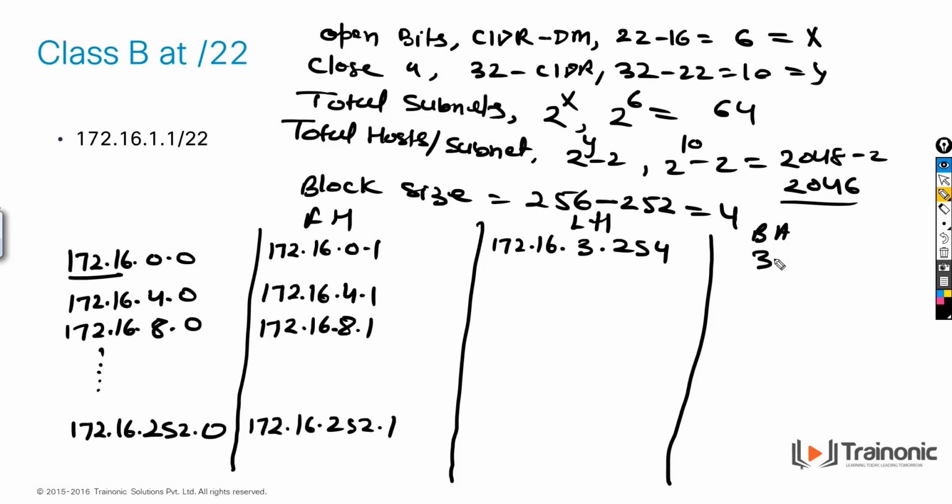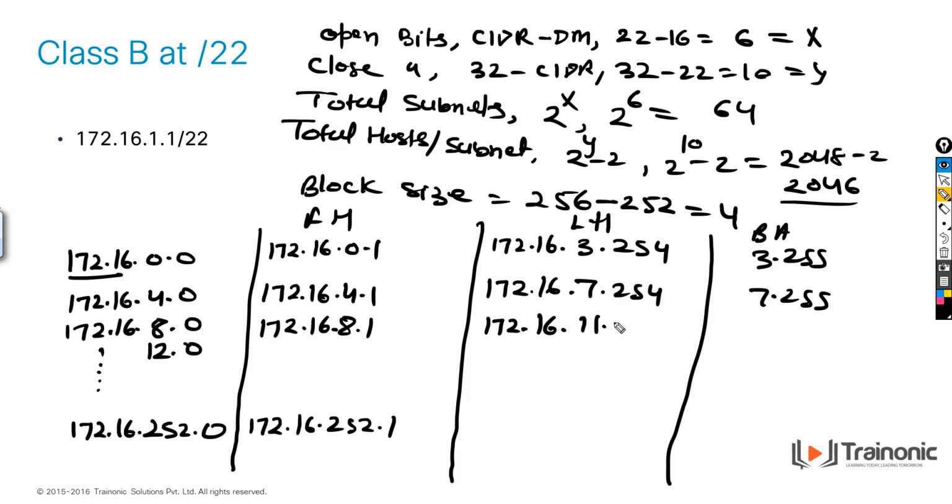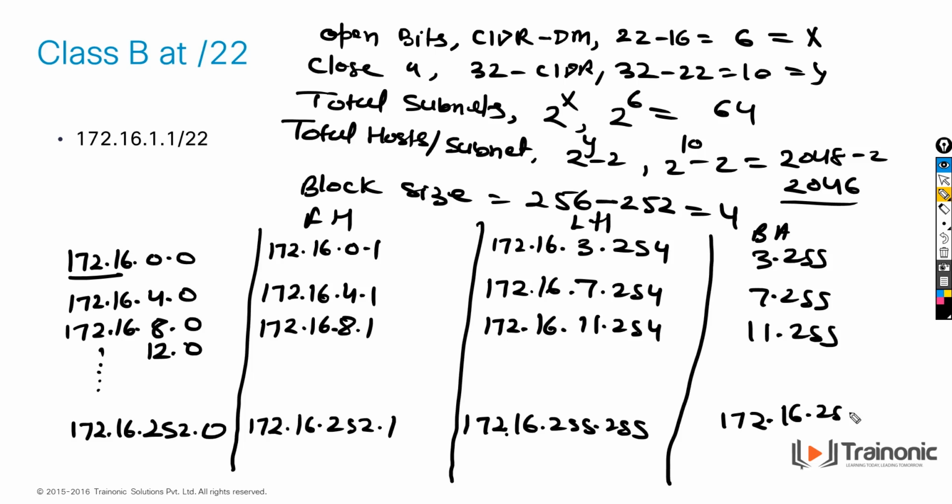Last host will be 172.16.3.254, broadcast 3.255; 172.16.7.254, 7.255; 172.16. next will be 12.0, so 11.254, 11.255. Here 172.16.255.254, and broadcast 172.16.255.255.